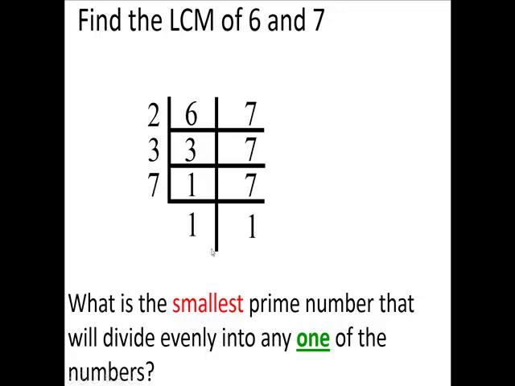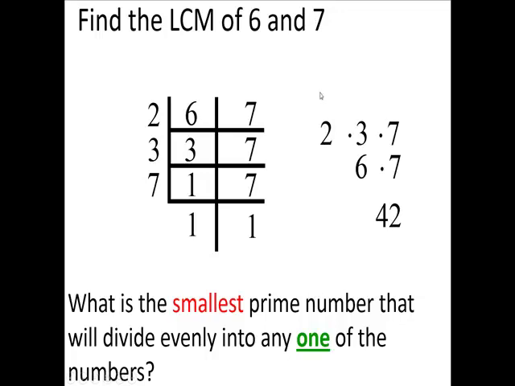Now when you get 1, 1, we're not going to divide by any more prime numbers. So these are my three answers: 2, 3, and 7. And when you multiply these, you get the least common multiple. Let's see. 2 times 3 is 6, times 7 is 42. This is the least common multiple for 6 and 7.